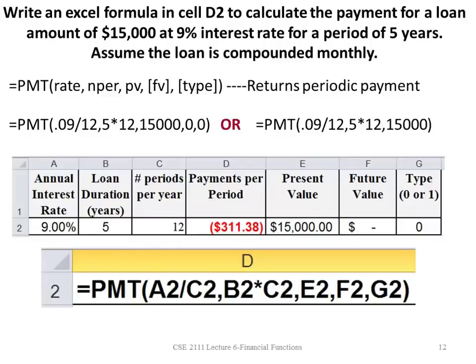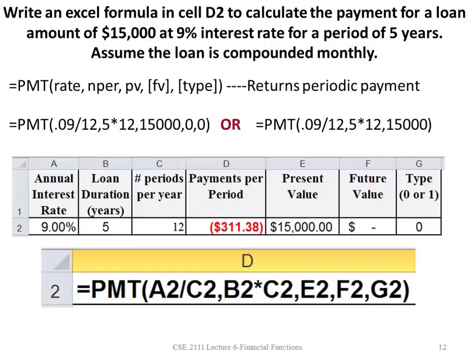Notice cell D2 is in red with parentheses. In this case, I've formatted this value, or these values, to display as red and with parentheses if it's a negative number. So if we type in that function, we will receive the value $311.38. That's our payment. And payments are usually denoted as negative, so that's why I have that as a negative value.